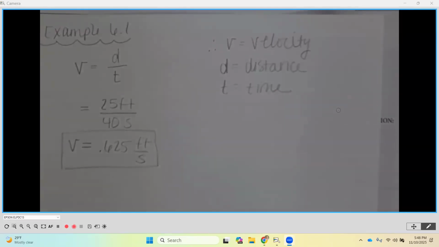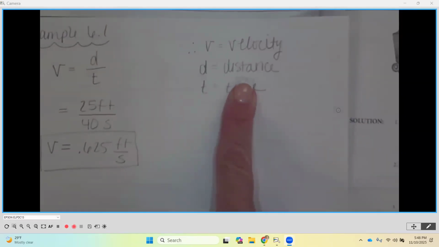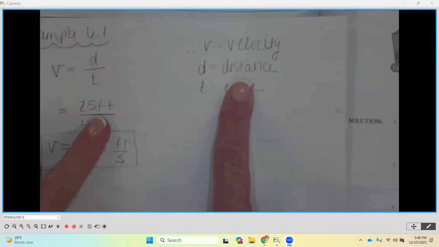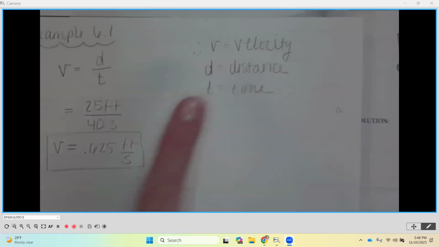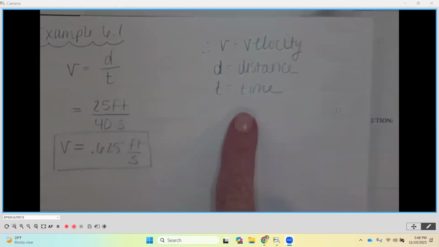So any distance over time: inches per second, millimeters per second, kilometers per hour, miles per hour. Correct. Those are all units for velocity. Units for distance, what are those? I know it's as easy as feet, inches, millimeters, meters, all those types of things. And then what about for time?